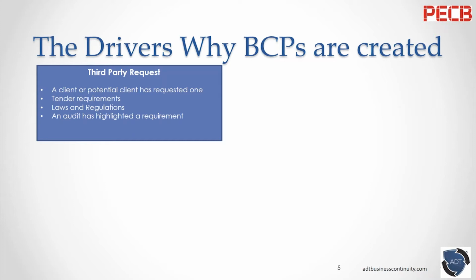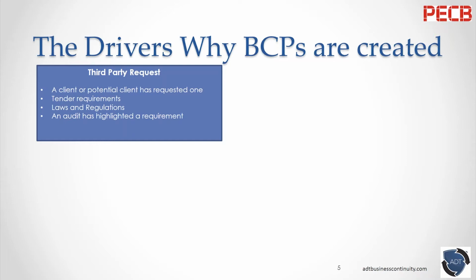Well, the first one is a third-party request. So you get a client or potential client who's requested one. They have said to you, where is your business continuity plan? You have tender requirements, so you're tendering for business, especially when you tender from small organizations to large organizations. As part of their checklist of items that they will be asking for, one of them will often be a business continuity plan, and it's becoming more and more common, especially if you're tendering to government-type organizations. They just say, where's your business continuity plan? And without it, your tender will fail, even if everything else is perfect.